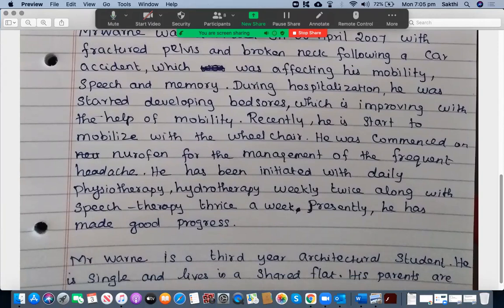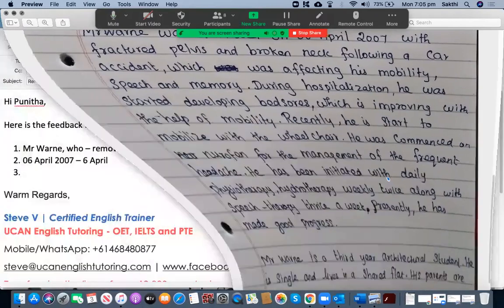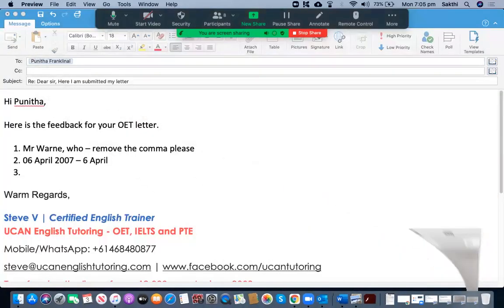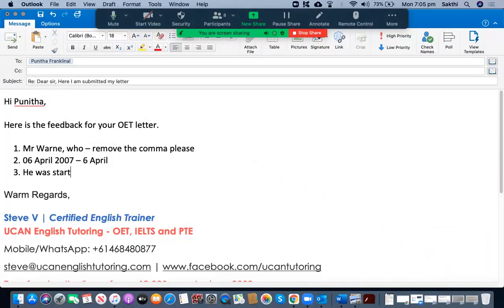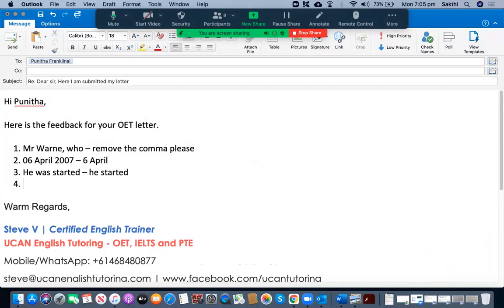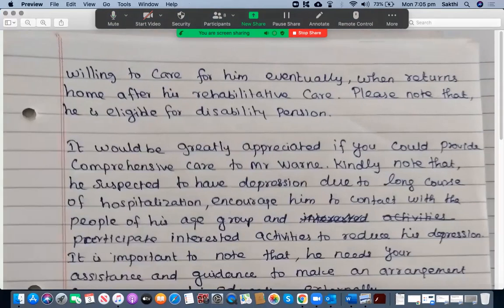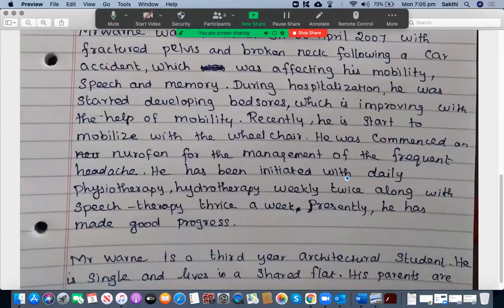Okay, what is that? During hospitalization, he was started. No. It's not he was started. He started developing because he can develop. He's a living person. He's a living creature, isn't it? So he can develop anything. So don't say he was started, but he started developing. Okay. Can he develop himself? Yes, of course he can. Why not? He can do that. Yes. So he developed. All right. He developed. Where is that? Yeah, he developed. Let's see somewhere here.